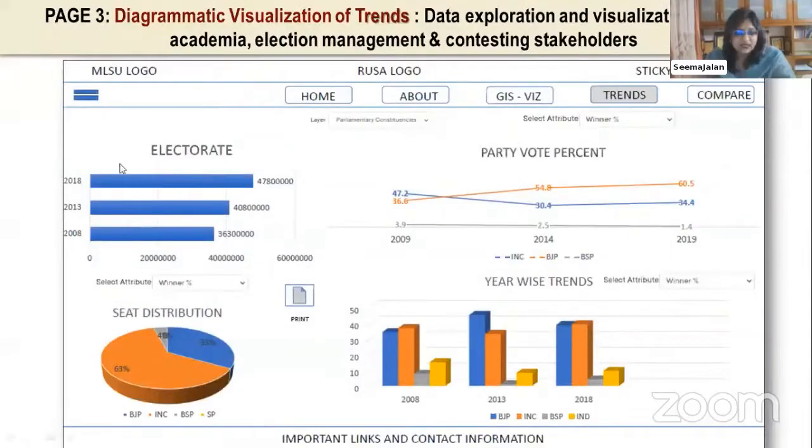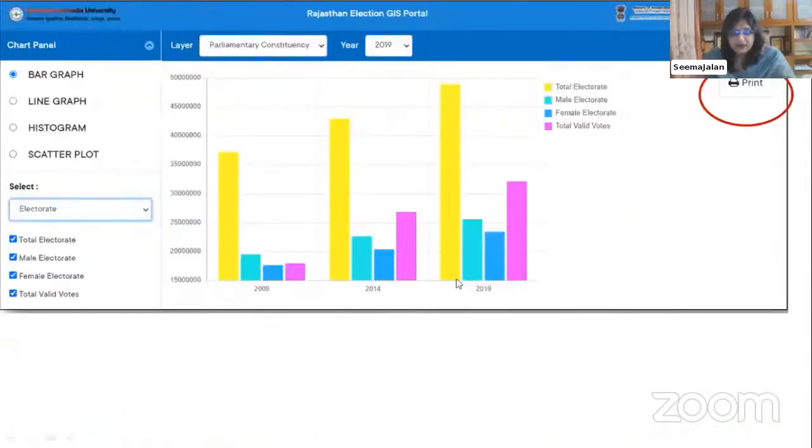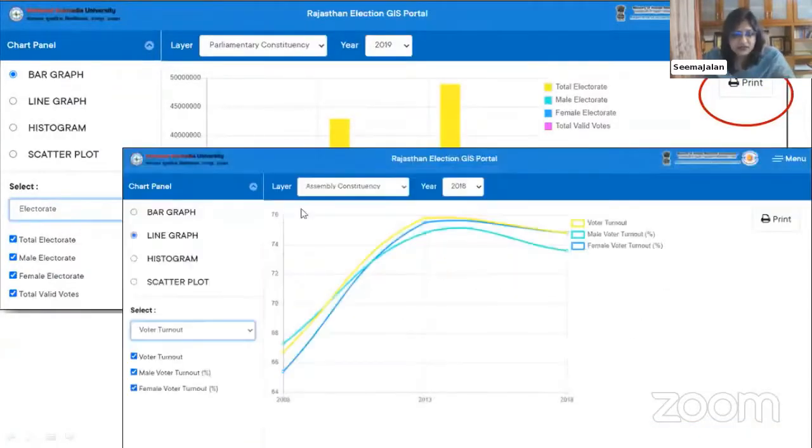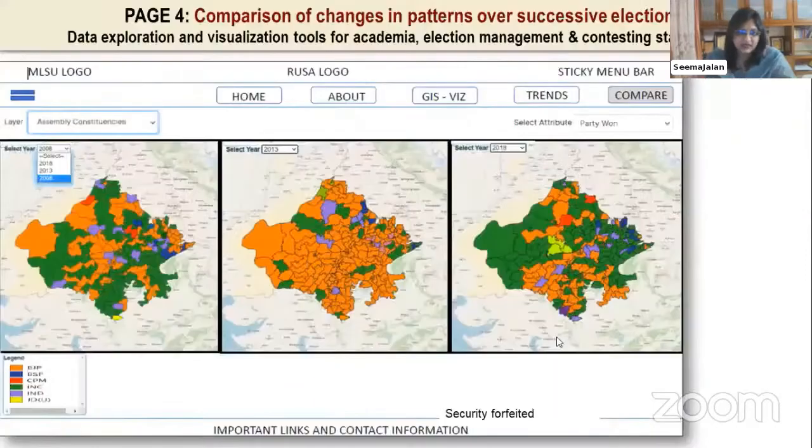Here on the next page, we have also given some tools where the different patterns and trends can be visualized in the form of different diagrams, and all these can be printed also, and reports can be generated from here. Again, here we have shown some results on the portal, and we have around 25 to 30 attributes which can be queried and visualized here.